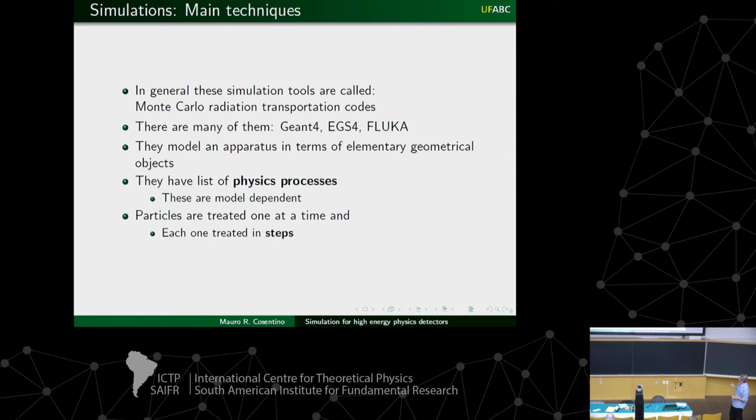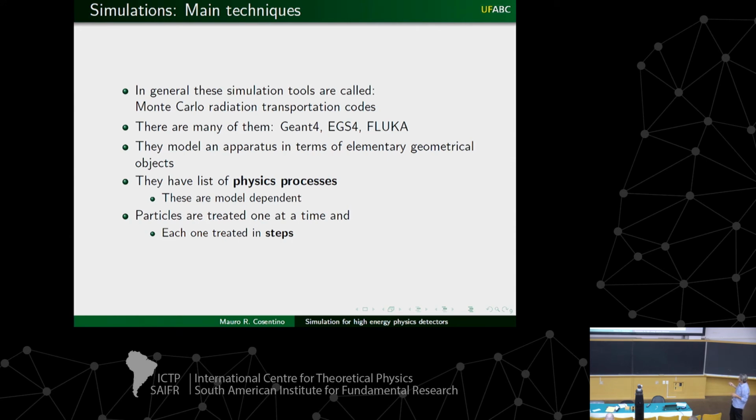And they have lists of physics processes which are model dependent. So you have an electromagnetic process that is going on in your detector. You have a hadronic process that is going on in your detector. You may have several hadronic processes. You may have several electromagnetic processes, Compton scattering, pair production, whatever. This will always rely on some sort of model.